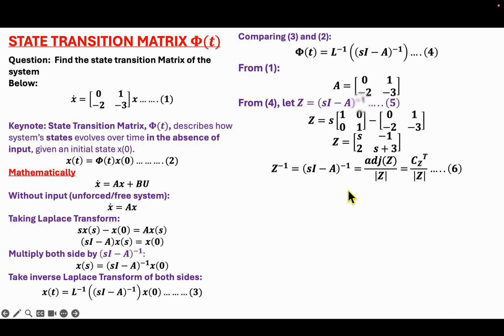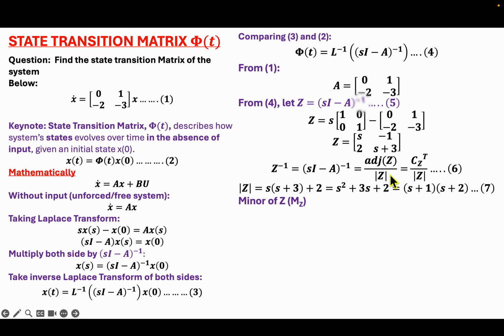So now in order to find z inverse, which is si minus a inverse, I will use this formula, which is the formula for inverse, that is adjoint of z divided by determinant of z, which is equal to cofactor transpose over z determinant. So my determinant of z, I will have just s times s plus 3 minus 2 times minus 1, which will give me s into s plus 3 plus 2. Opening this up, I will have s squared plus 3s plus 2, and factorizing, I will end up with s plus 1 into s plus 2.